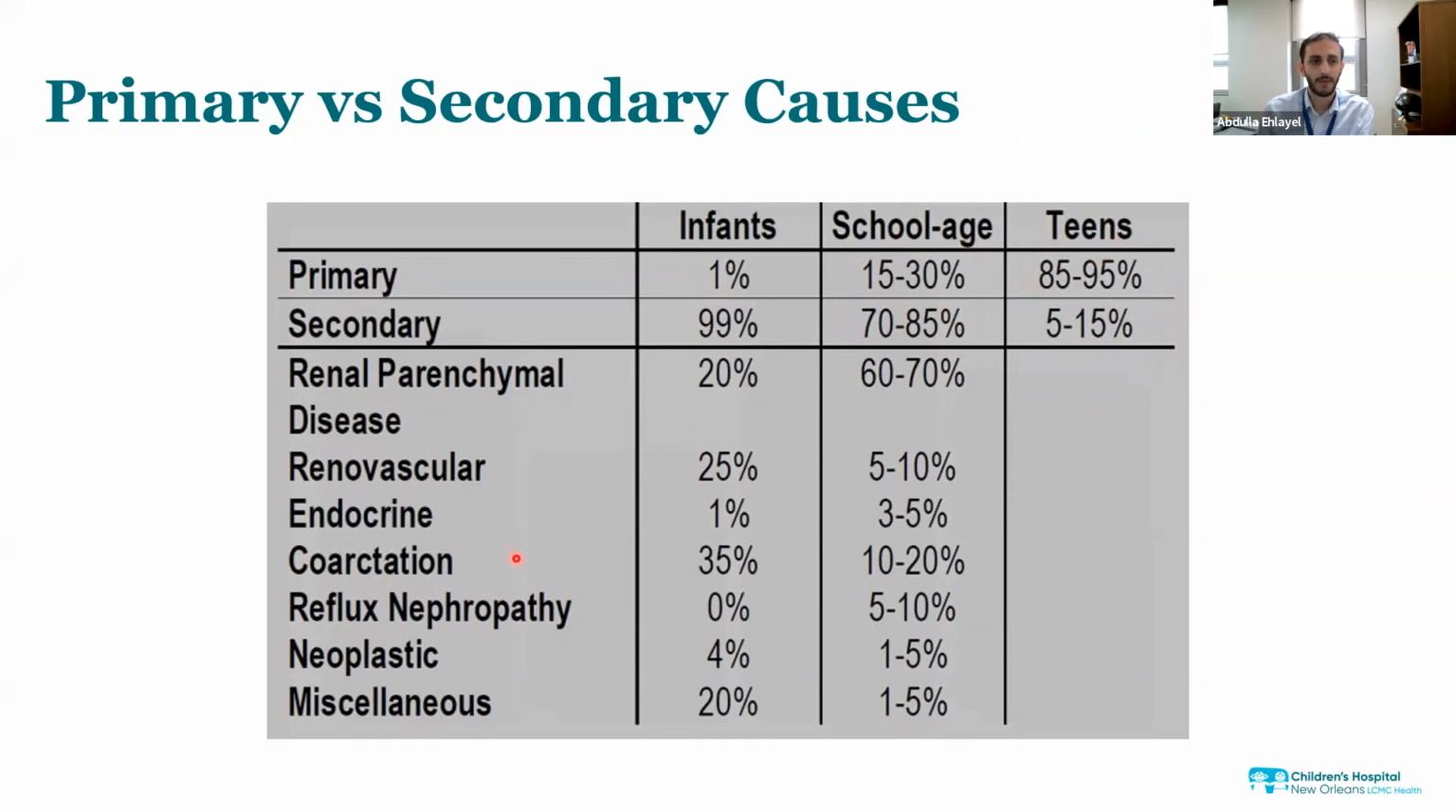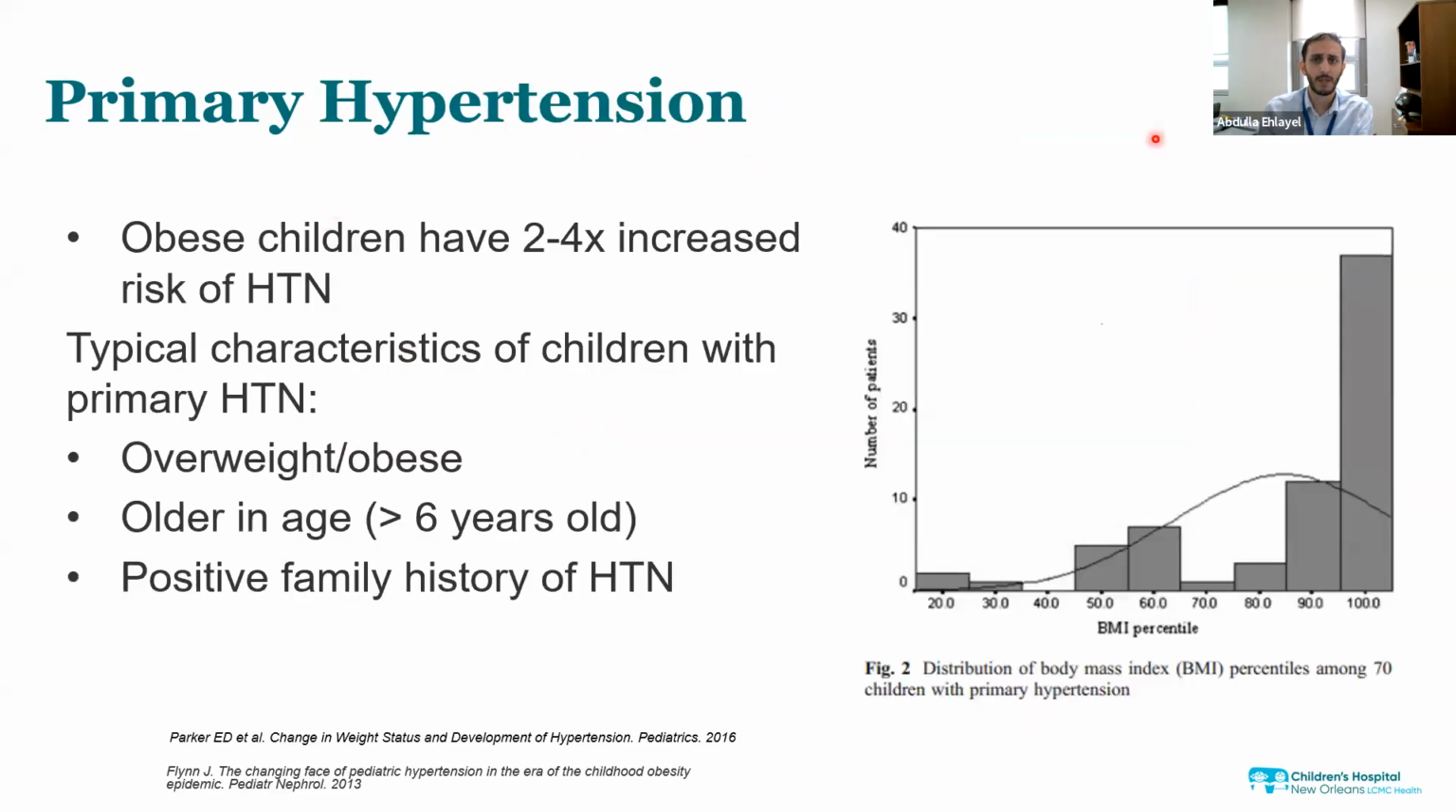We'll talk a little in a few slides about the causes of secondary hypertension. So primary hypertension, the obese children have 2 to 4 times increased risk of hypertension. Usually, the typical presentation is you have an overweight or obese child, usually more than 6 years old, with a positive family history of hypertension. This is the classical presentation that you will see. So again, in a younger child, it's unlikely to be primary hypertension. If they're not overweight or obese, it's unlikely, or they typically have a positive family history of hypertension.